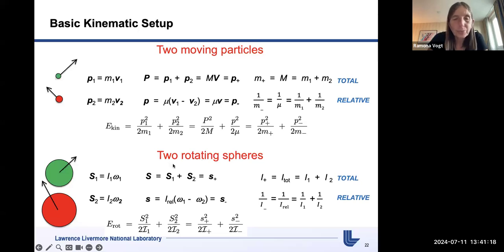And you can do the same for angular momentum, where the spin is determined by the rotational velocity and the moment of inertia. And you can define a total and relative spin and total and relative moment of inertia. So you can rewrite the rotational energy for each of the two fragments based on these S plus and S minus and the total and relative angular moments of inertia.